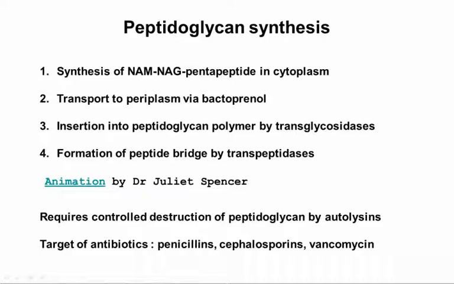There are two steps. First, you've got to insert the NAM-NAG dimer into the polysaccharide part. That's a transglycosidase that will be doing this. And then you've got to form the peptide bridges. That's a transpeptidase that does this.